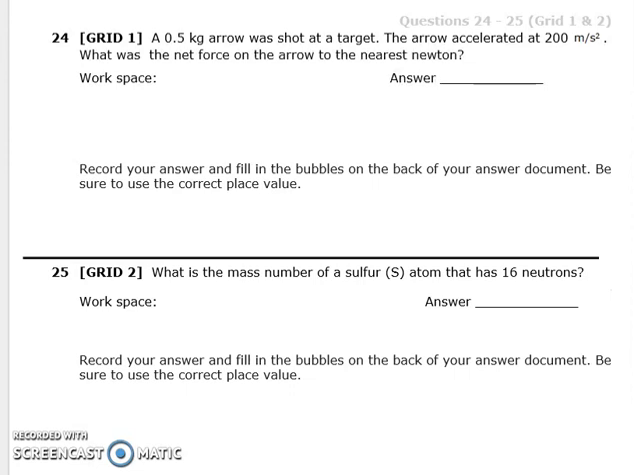24 and 25. Gridables. A 0.5 kilogram arrow was shot at a target. The arrow accelerated at 200 meters per second squared. What was the net force on the arrow to the nearest Newton? Record your answer and fill in the bubbles on the back of your answer document. Be sure to use the correct place value.